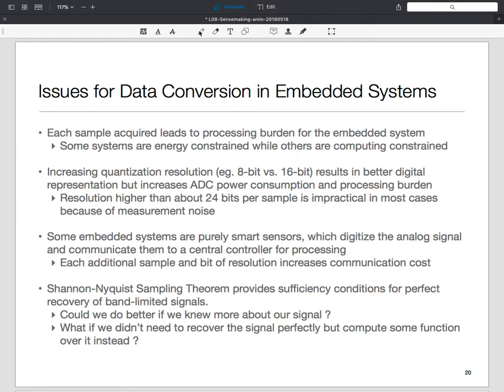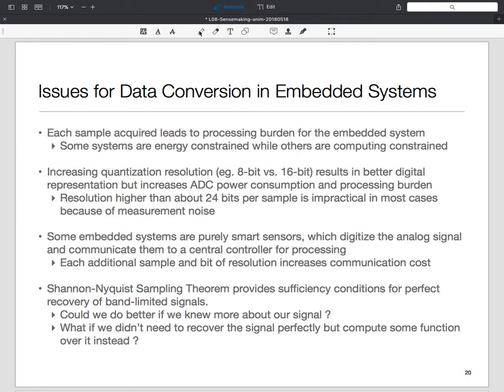Moreover, every additional bit that you sample and every additional sample that you collect also means you have to process it, and it also means you have to perhaps transmit it somewhere. So redundant sampling and redundant bits all add up to extra work. So one also has to be smart about how you go about sampling things.